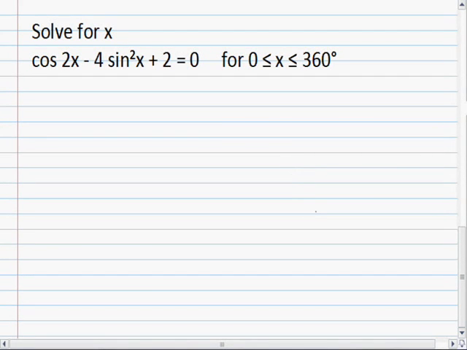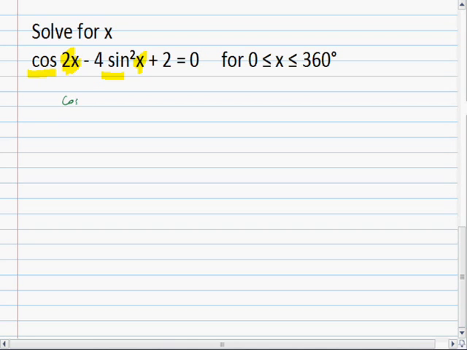Okay, here's a question about solving a trig equation when we also have a double angle. You see here we've got 2x and x. That's the problem. We need to only have just x or just 2x. And also a problem is we've got cos and we've got sine. We need to have just cos or just sine. The way we can get around that is by using the double angle formulas.